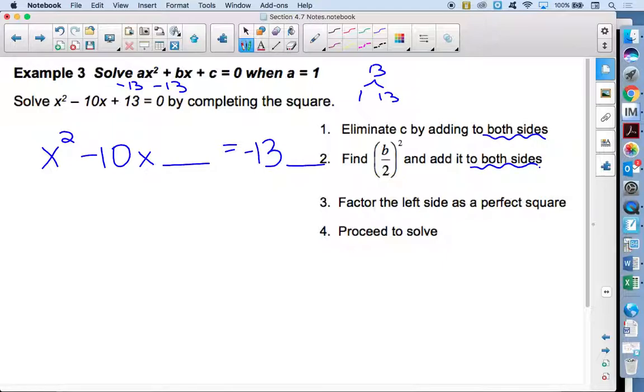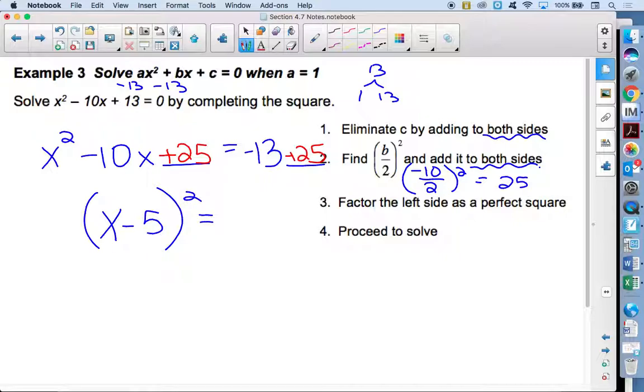So we need to make sure we're doing things to both sides because it's an equation, it needs to be equivalent. So b is negative 10, divided by 2, square that number. So that would be 25. That's the number that completes the square. So we're going to add 25 on the left. But because it's now an equation, we also need to add 25 on the right. So whatever you do on one side, you have to do the same thing to the other. Now, if you look at the left side, this is a perfect square trinomial. So Sarah, that factors as x minus 5 squared. And on the right side, Sarah, negative 13 plus 25 is 12.